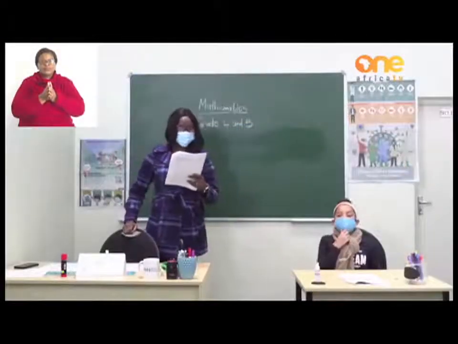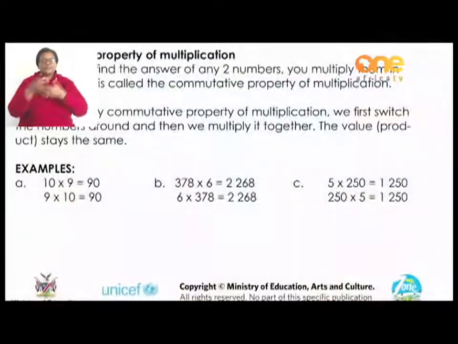Boys and girls, we are still on page 8. Hands on math with commutative property of multiplications. If you want to find the answer of any two numbers, you multiply them in any order. This is what we call the commutative property of multiplications. Meaning, when we apply commutative property of multiplications, we first switch the numbers around and then we multiply them together. But the value or the product stays the same.